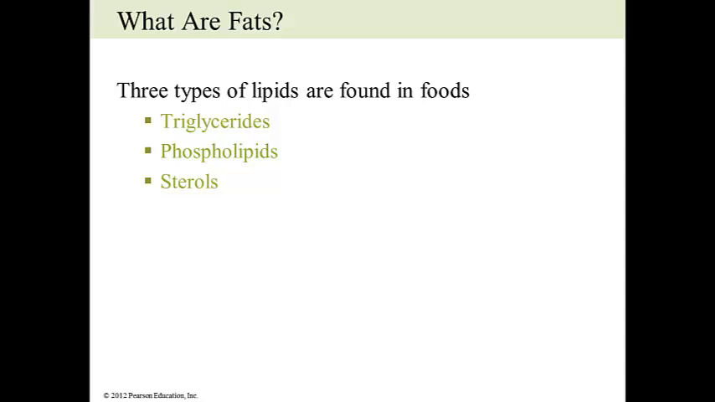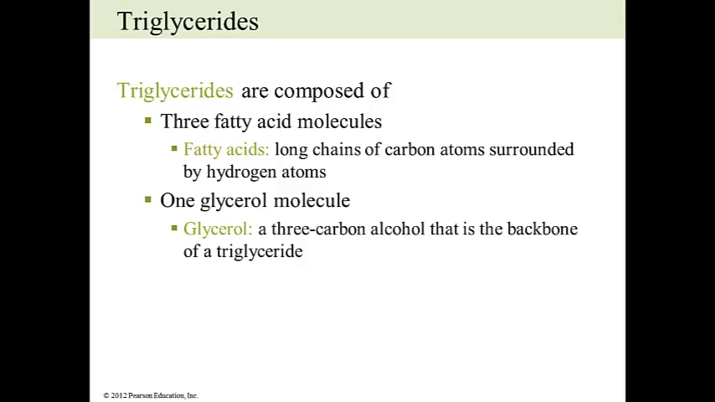Now, there are three types of lipids that we find in foods. We have triglycerides, and that's the most abundant type of lipid that we find in the human diet, but we also have phospholipids and sterols in smaller quantities.